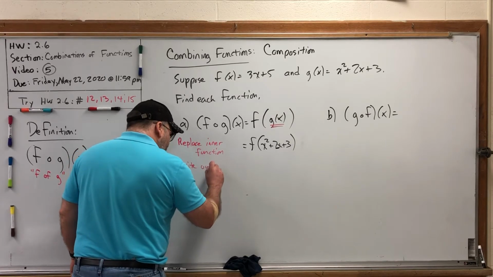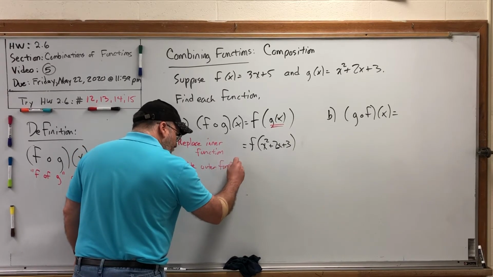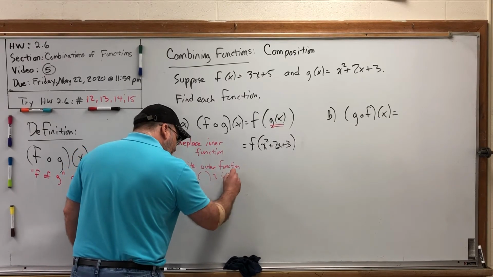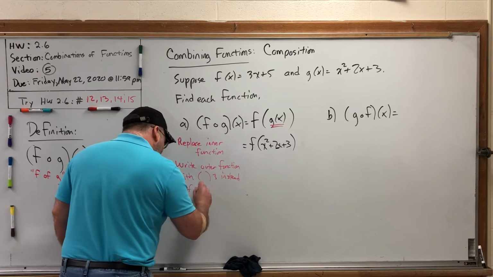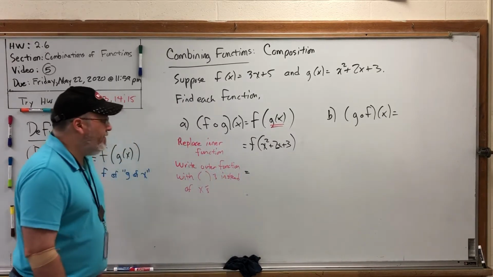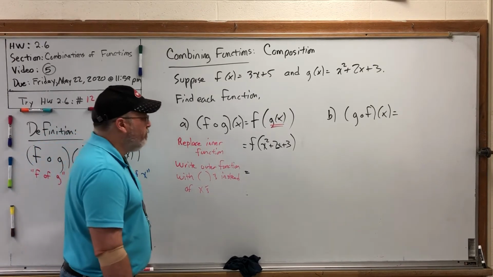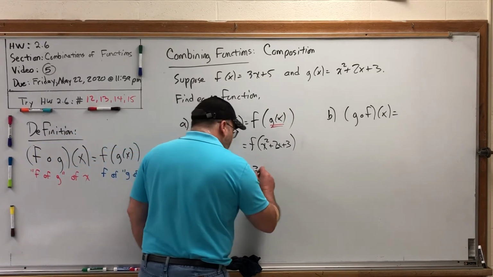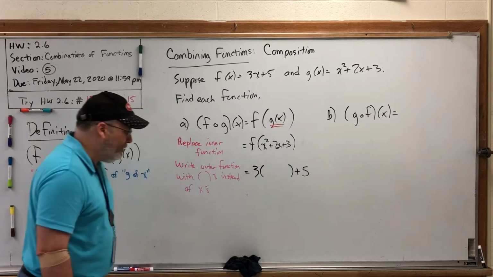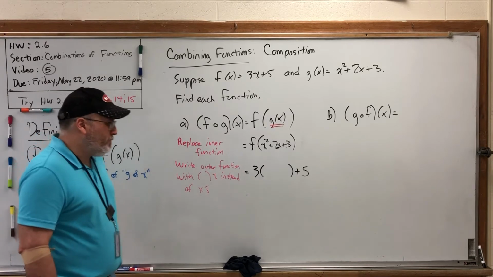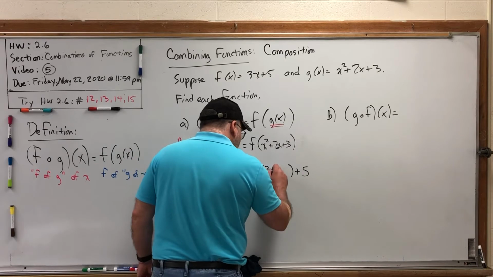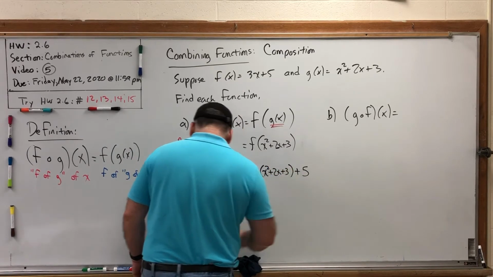Write the outer function with parentheses instead of x's. Okay? So we're going to write down the f function, 3x plus 5. But instead of writing 3x plus 5, I'm going to write 3 parentheses plus 5. And guess what's going into these parentheses? The same thing that was in these. X squared plus 2x plus 3.